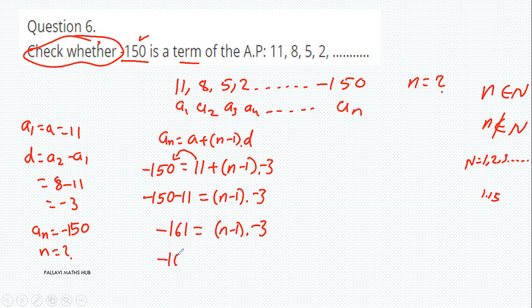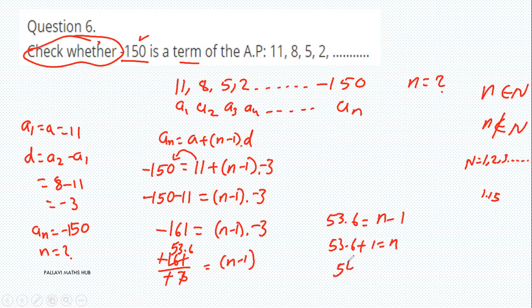Next step, minus 161 divided by minus 3 equals N minus 1. The minus signs get cancelled. 3 ones are 3, 3 fives are 15, 3 threes are 9, and you get 53.6, which equals N minus 1. 53.6 plus 1 equals N, so it becomes 54.6. Here you get N equals 54.6.